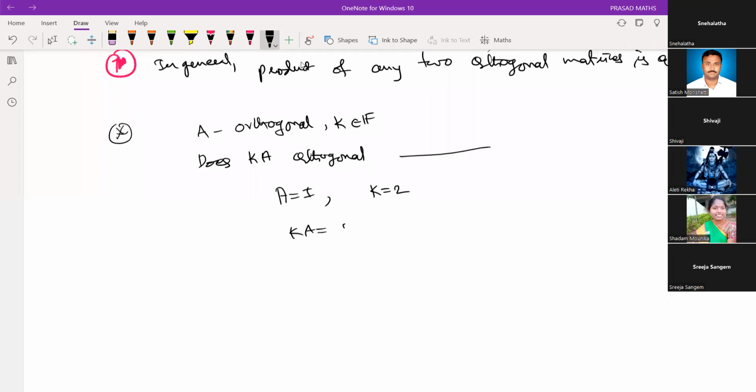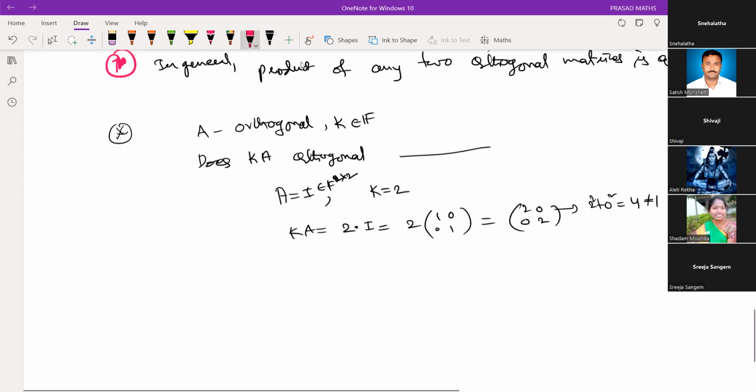K into A is equal to 2 into the identity matrix, that is 2 into 1, 0, 0, 1. For the sake of convenience, I'm going to take a 2 by 2 matrix, N equals to 2. That means this is equal to 2, 0, 0, 2. The sum of the squares of the first row is equal to 4. It should be equal to 1. Therefore, it is not orthogonal. So K into A is not orthogonal. K equal to 1 is the special case, but in general, K into A may not be orthogonal, right?